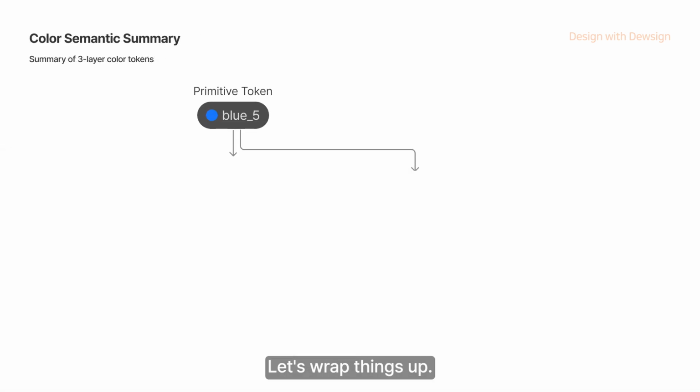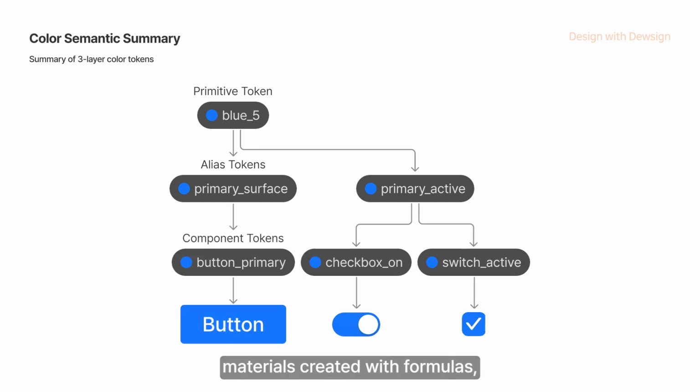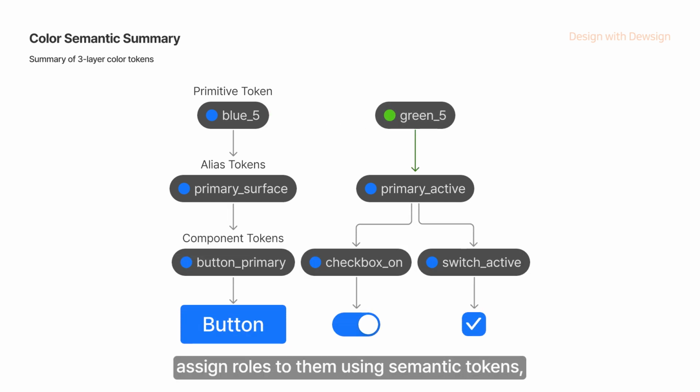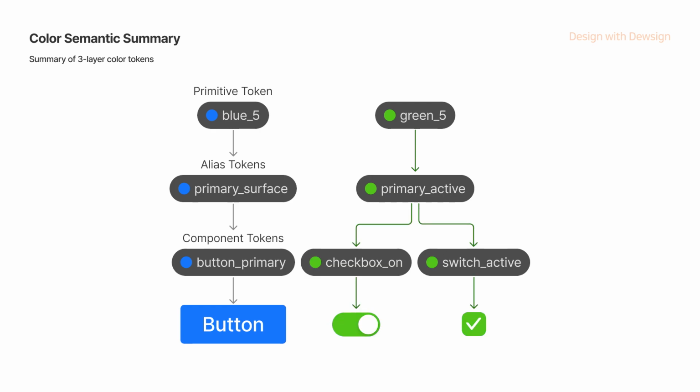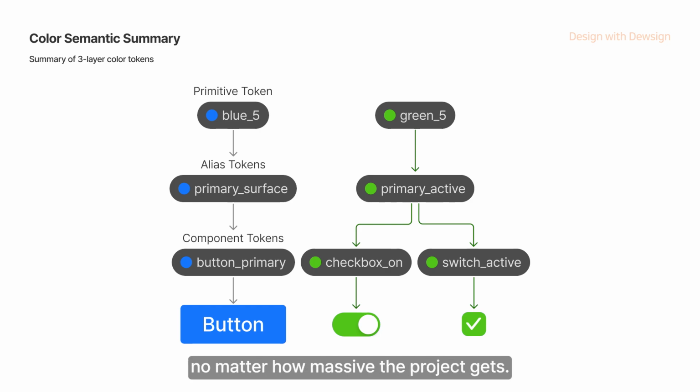Let's wrap things up. We've learned how to take raw materials created with formulas, assign roles to them using semantic tokens, and finally apply them using component tokens. As long as you establish this three-layer structure properly, you can seamlessly maintain both design and code, no matter how massive the project gets. In the next part, we'll dive into accessibility to verify whether the colors we've built are clearly visible on actual screens.